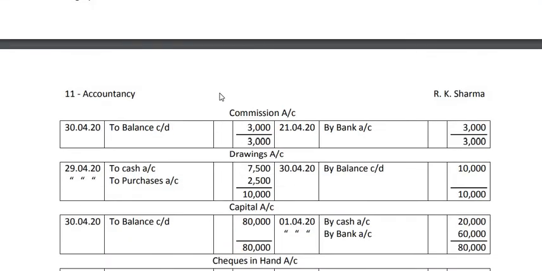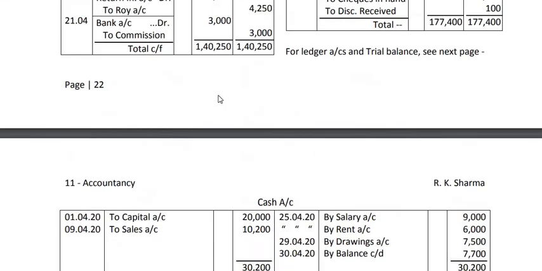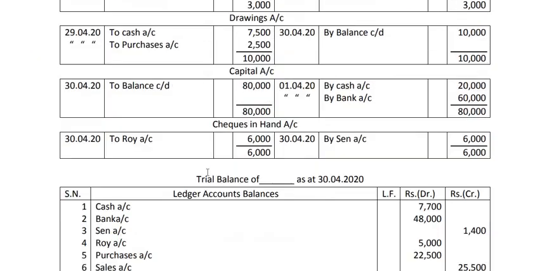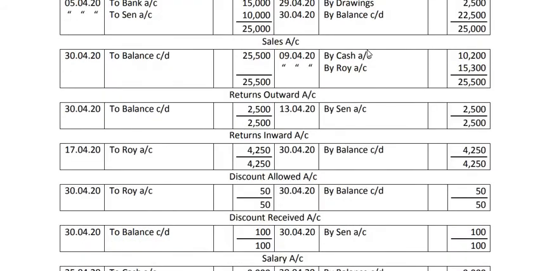Now we shall see how to make posting to drawings account and capital account. First of all, in drawings account we have to write to cash account and to purchase account. So in the debit side of drawings account we will write to cash account 7,500, to purchase account 2,500. See how it is posted. In drawings account I have written to cash account 7,500, to purchase account 2,500, and the balance of drawings account is 10,000. This is debit balance. Drawings account has debit balance. Okay. So this is how to make posting to drawings account.